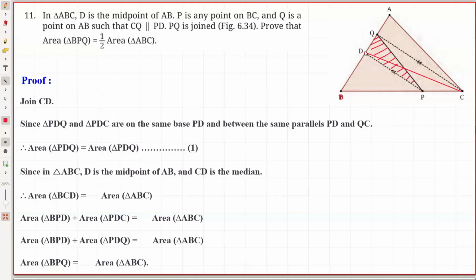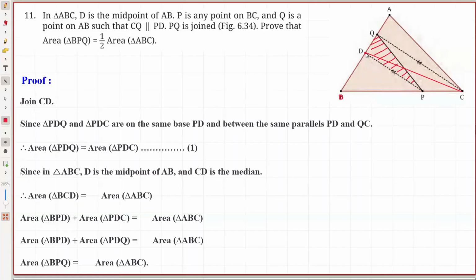Okay, BDC has to come here. This should be BDC. Okay, once again. Now BD is the same base for the triangles BDQ and BDC. Both have the same base BD and lie between two parallel lines. Therefore, these two areas will be equal. This area is equal to this area. That is our first equation.